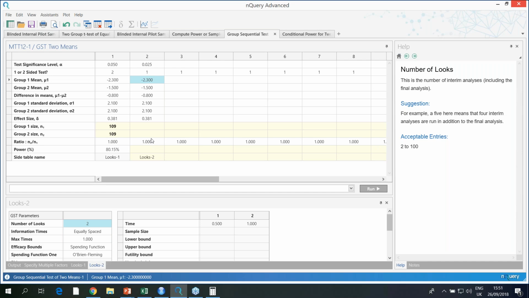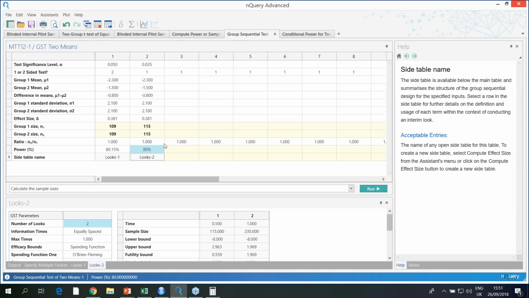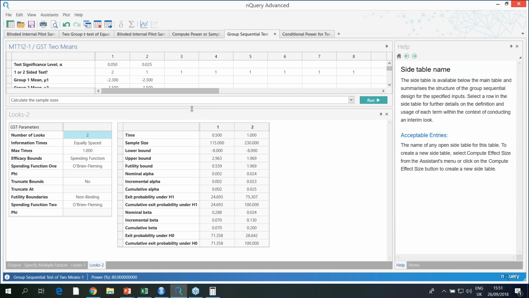A very common one would be safety considerations. So I would say that non-binding is probably the recommended choice. And you can see here that this would increase the sample size per group by 6 per group. And instead of having a lower bound, we now have a futility bound.